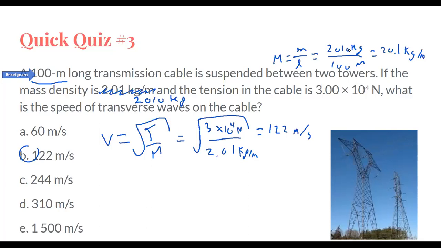Okay, so Jane asks, could you make the square root of T over mu equal to the previous equation when solving for speed? You mean the square root of the tension over mu? Yes, that one. By the previous equation, were you referring to the wave speed one, the lambda f? Yeah, lambda f is equal to v. So you could make lambda f equal to the square root of T over mu, right? Like you could give us a question like that.